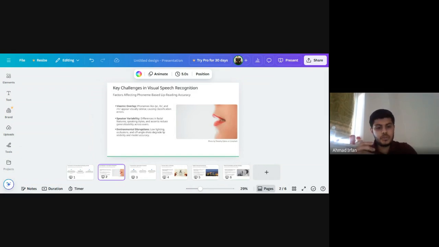Second, speaker variability is a major hurdle. Each person speaks differently. Factors like lip shape, facial structure, accent, and even head movement can introduce inconsistency that confuses the model. And third, we face a lack of diverse phoneme-labeled datasets. Most available datasets are focused on sentence-level and word-level transcription, and they often lack phoneme-level granularity. These issues combined significantly limit how well a model can generalize to unseen speakers and real-world scenarios.